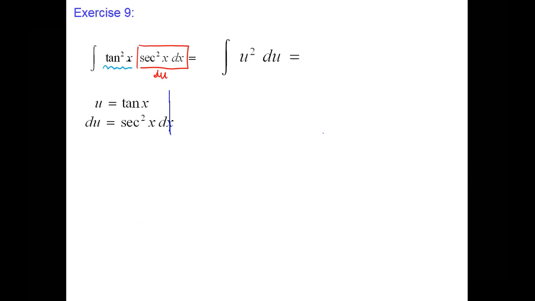I'm thinking that I will let u be tangent, and I know the derivative of tangent is secant square of x. That means I have to save this for the cancellation, for my du. So u is tangent of x and du is secant square of x. No problem, because the rest of the integrand is in terms of tangent. So u cubed over 3, tangent cubed of x over 3. Done. Please ignore this line, I can't remove it.